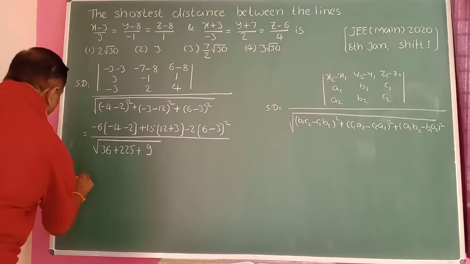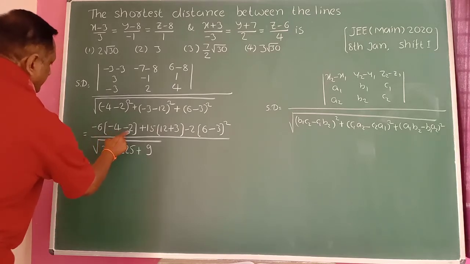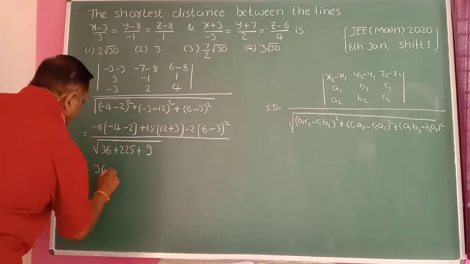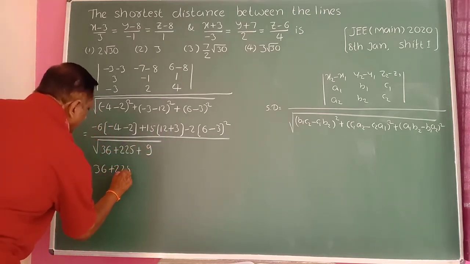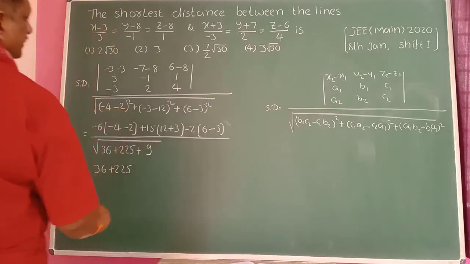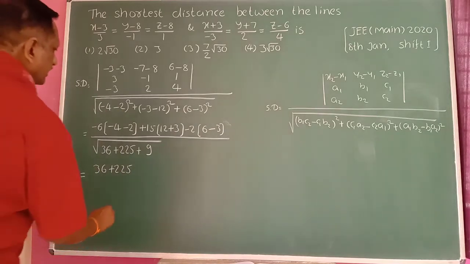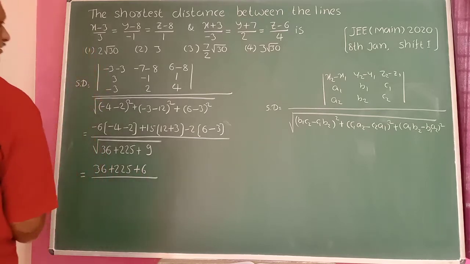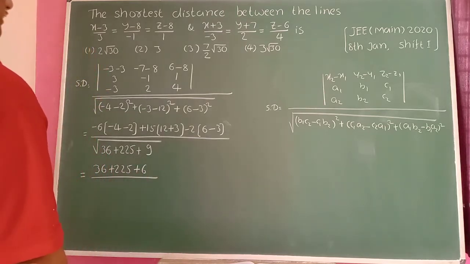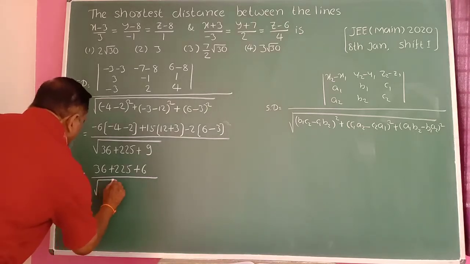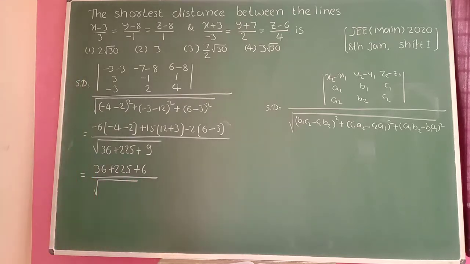Therefore, this is equal to minus 4 minus 2 minus 6, plus 36 here, 12 plus 3 is 15, 15 squared is 225, plus 225 here. Then 6 minus 3 becomes 3, 3 2s are 6, 6 plus 6, divided by root of 36 plus 225 plus 9.